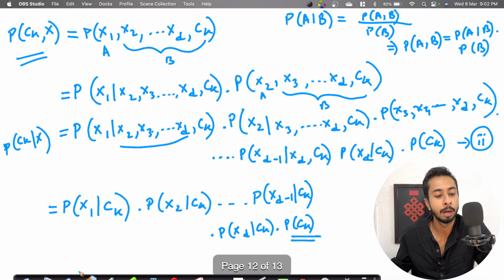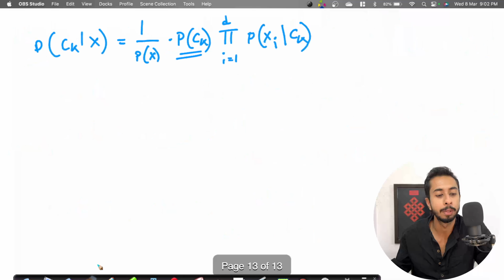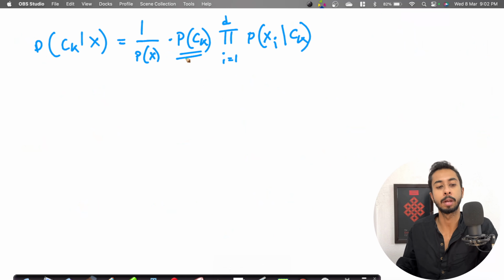And what is 1 by p of x? Remember, we discarded something at the beginning. This probability of x was in the denominator, 1 by p of x, so we took it as proportional. That's why I have just used it here, 1 by probability of x. That's it. This is the final equation.